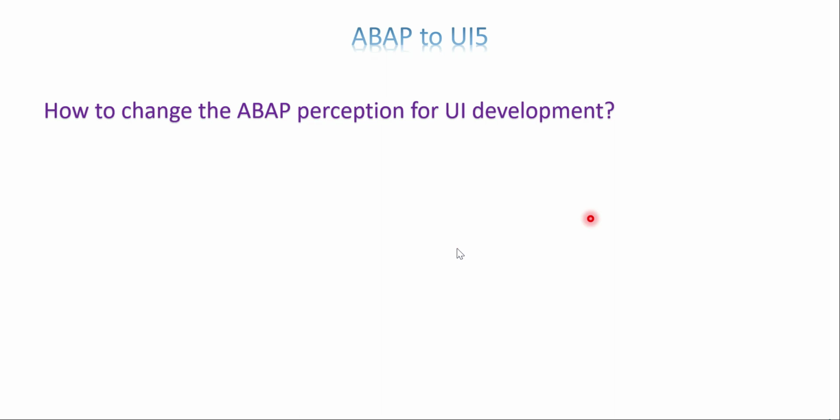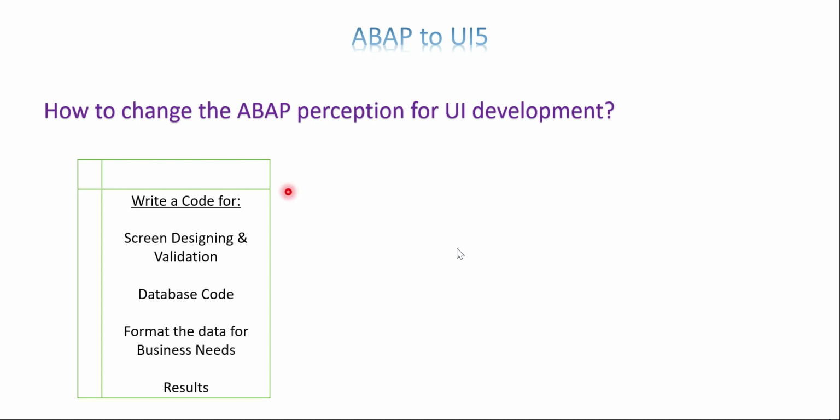How to change the ABAP view for a UI development. Normally in ABAP, if you want to write code, you are writing it to design a screen, do screen validations, and the database code takes the data from the database table and formats it for the business need: loop, read, field symbols, whatever it is. We need to manipulate the data based on the business requirement, and finally the results.